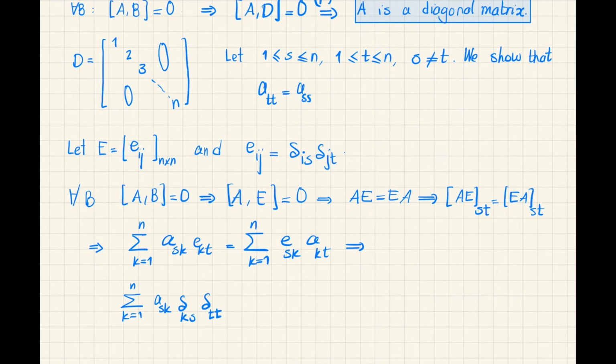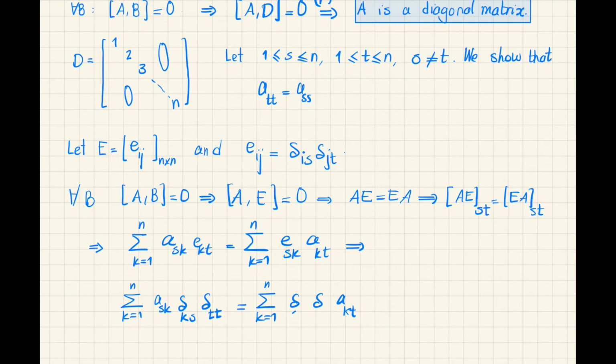On the right hand side, I also have the same situation. So k goes from 1 to n. Again, what is e sk? I have a product of two deltas, and then I have a sub kt. How should I write the first delta? The first index is the row index of my matrix A, so here it is s.